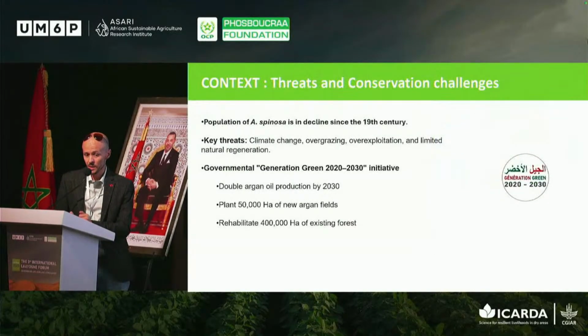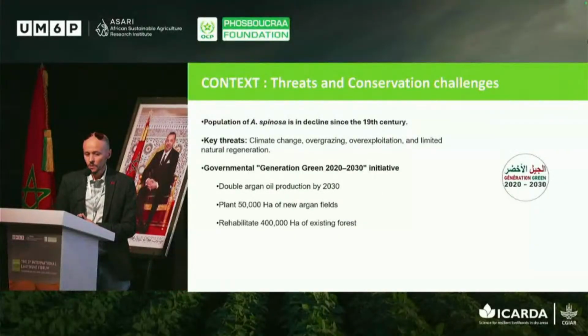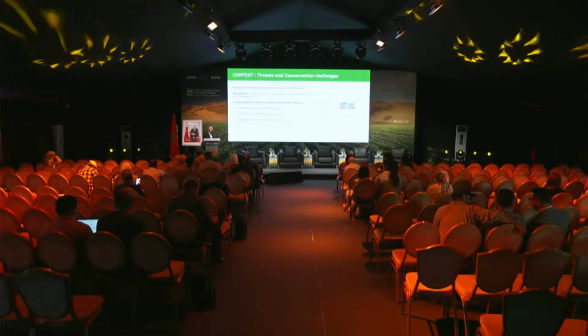Unfortunately, the Argania spinosa forest area has been in decline since the 19th century, due to a combination of several factors: climate change, overgrazing, overexploitation, and limited natural regeneration. As a response, as part of the governmental Generation Green 2030 initiative launched by the Moroccan government, several goals have been set for improving and restoring this argan forest. Among those goals are doubling argan oil production by 2030, planting around 50,000 hectares of new argan fields, what we call arboriculture, and also rehabilitating around 400,000 hectares of existing forest.